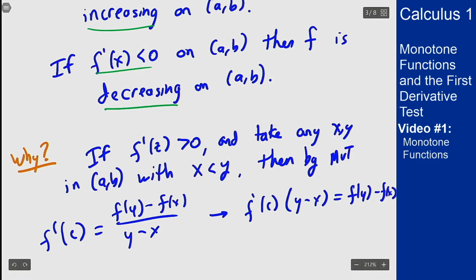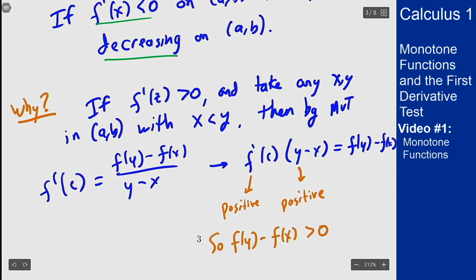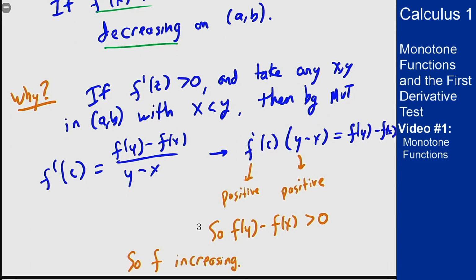Now, we know that f prime is positive by assumption, and we also know that because x is less than y, this is also positive. Therefore, their product is also positive, which means that f of y minus f of x is greater than 0, which is exactly what I wanted to show, because then f of y is bigger than f of x, therefore f is increasing. And the same argument works for the decreasing case.